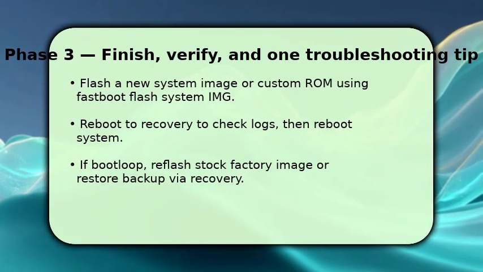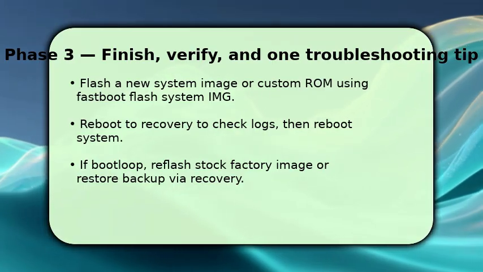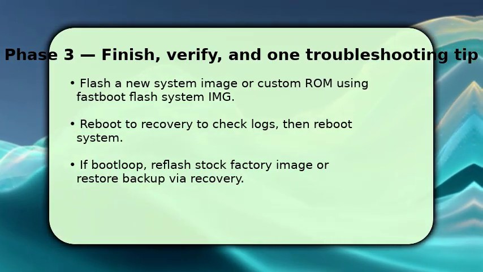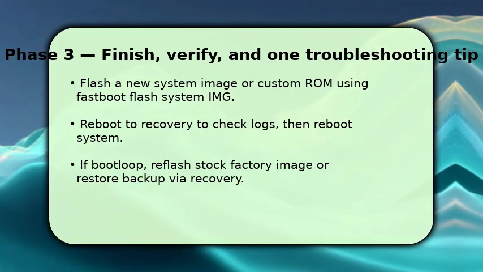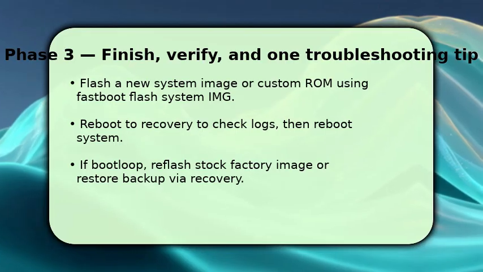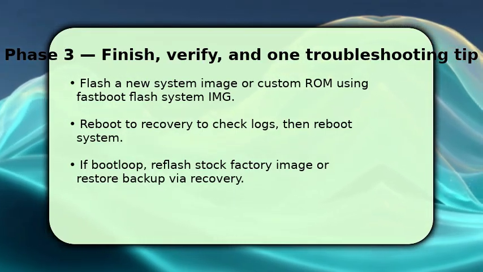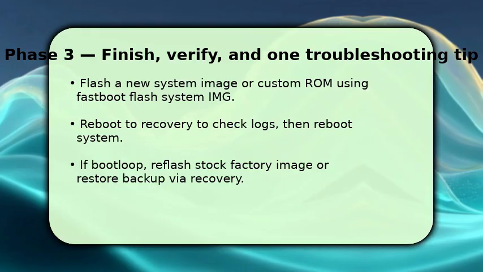Finally, you complete the process by installing a replacement system or safely rebooting. This prevents a bricked device. If you plan to continue, flash a new system image with fastboot flash system file. Then boot to recovery to inspect logs and perform any necessary factory resets. Make sure to clear caches when required.